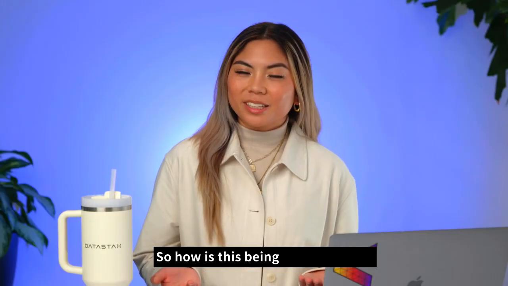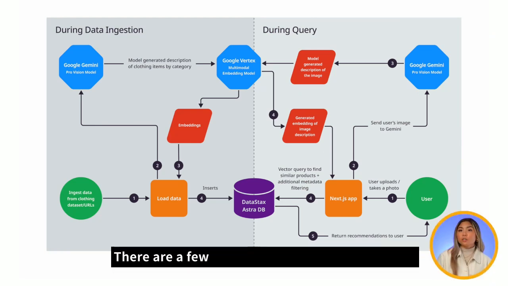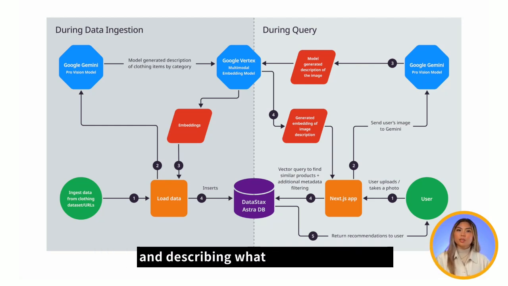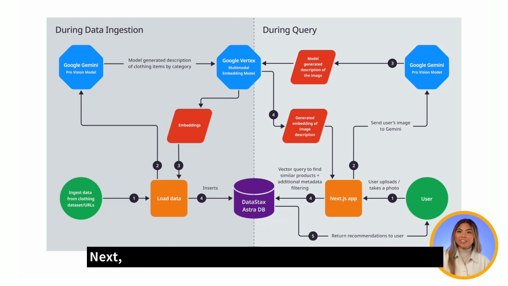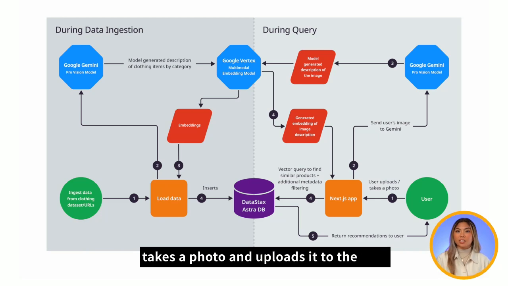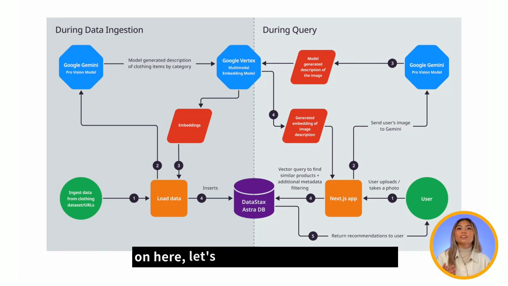So, how is this being done, you ask? Just like this. There are a few components here to think about. First, we have Gemini Pro Vision interpreting the image and describing what it sees in the photo. Next, we vectorize the description, store it into AstraDB, and then do the same process when the user takes a photo and uploads it to the app. To get a better understanding of what's really going on here, let's see Fashion Buddy in action.